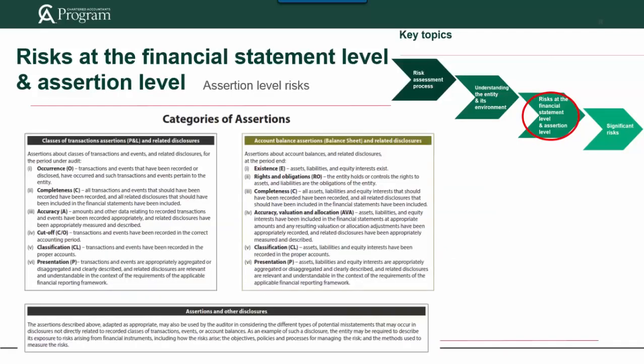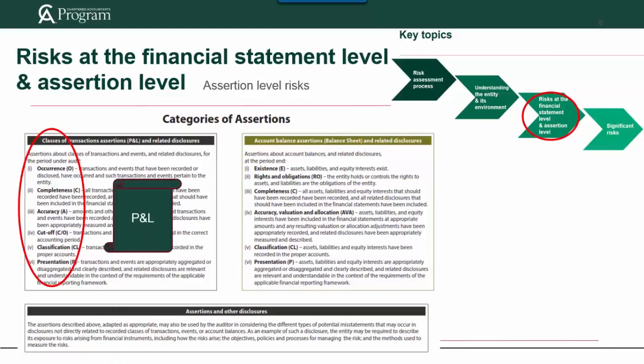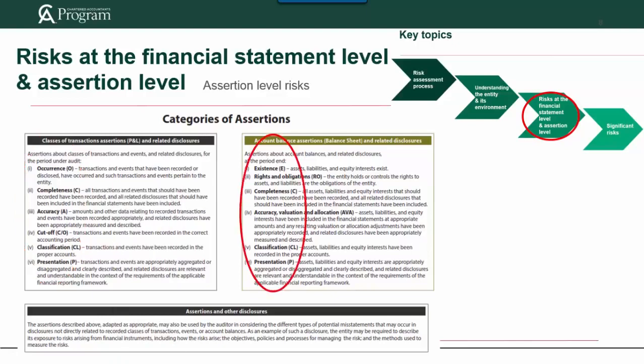This table summarises the two categories of assertions, which are classes of transactions and their related disclosures, and account balances and related disclosures. There are 6 classes of transactions assertions. These assertions are applicable when looking at items in the profit and loss statement. There are also 6 account balance assertions, and these assertions are applicable when looking at items in the balance sheet. Let's now apply this theory to an example.